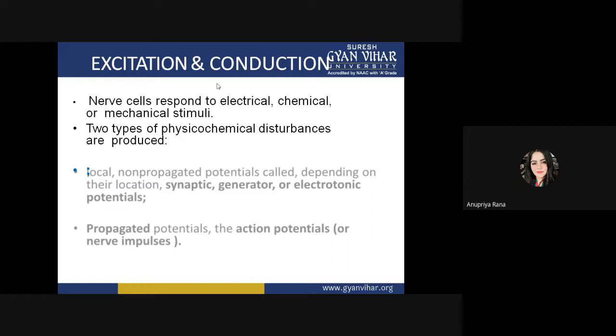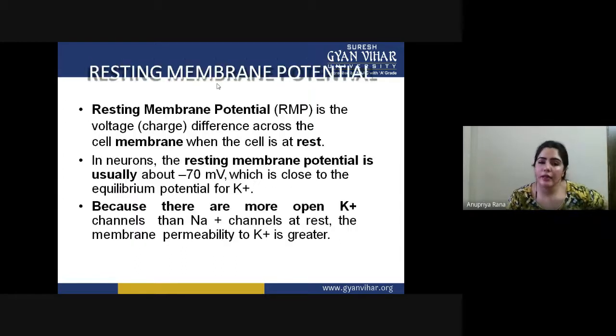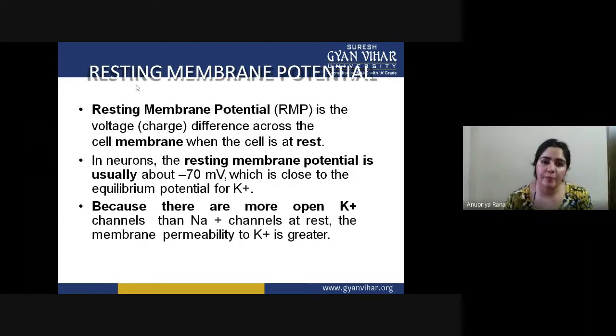You just have to remember that these are two different kinds of physiochemical disturbance which happen at the time of excitation and conduction. To study all of this, you should first know the very important thing called the resting membrane potential. This resting membrane potential is very important during the generation of the action potential inside the neuron. How is it important?